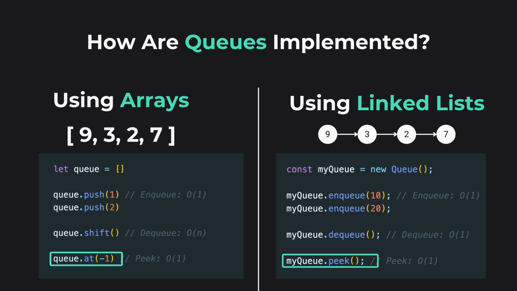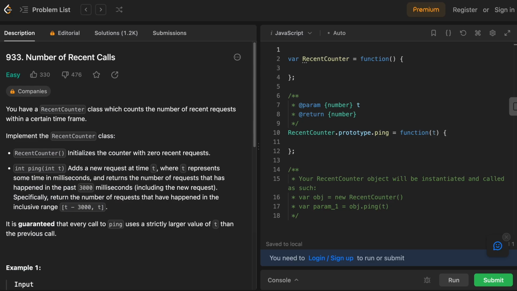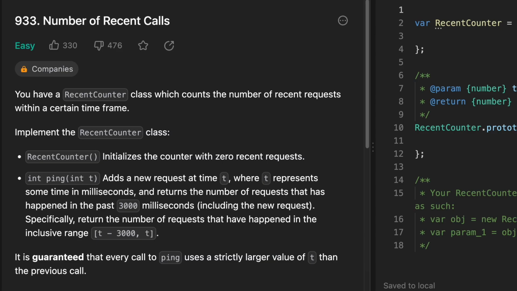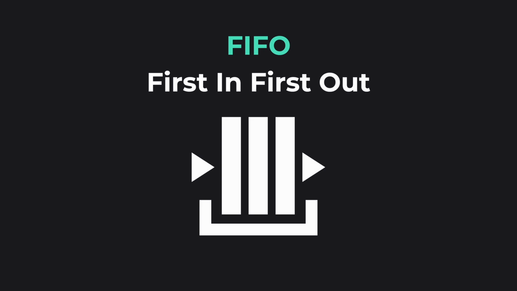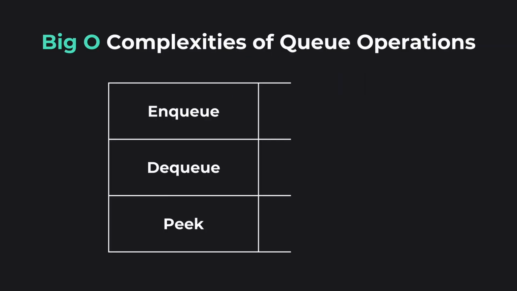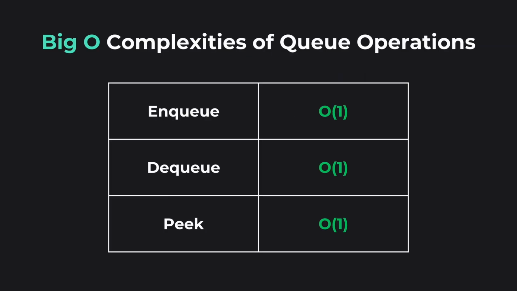Now that you've got a good grasp on queues, head over to LeetCode and try solving the number of recent calls challenge. You need to implement the ping method, which will keep track of times of the recent requests, and think about the time complexity of the ping function and how using a queue can help maintain an efficient solution.